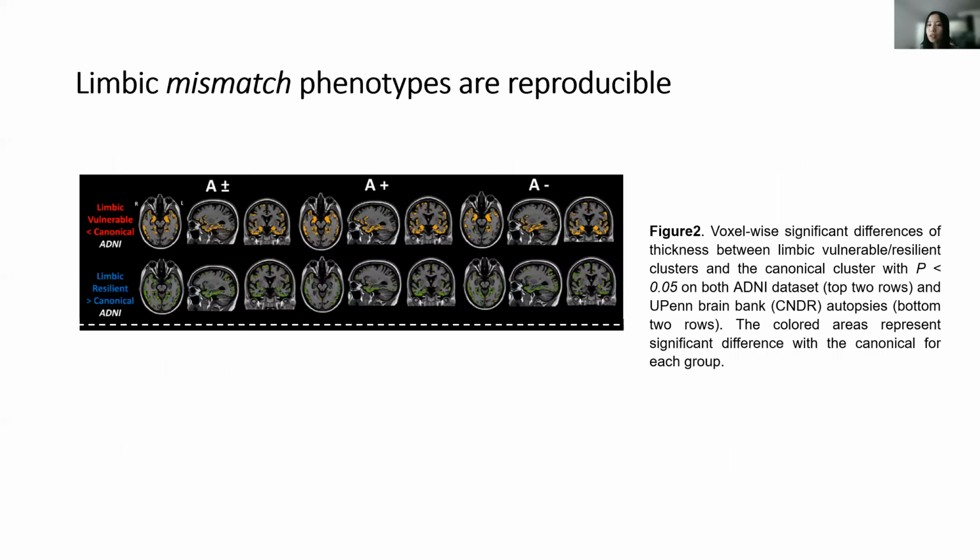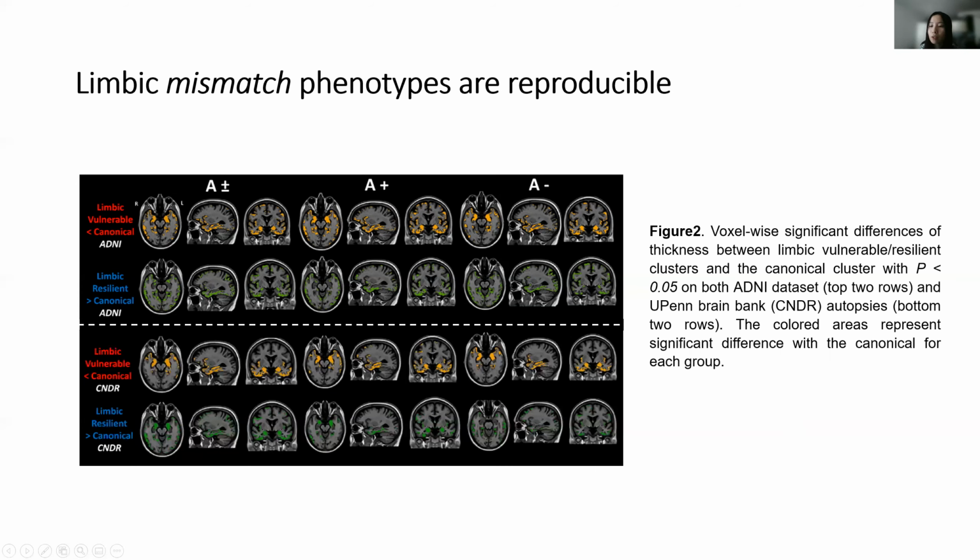In the in vivo ADNI cohort, we again find the clusters mainly differed in the limbic regions when directly comparing them to the canonical cluster. It's notable that the patterns are highly similar in the amyloid positive and amyloid negative subgroups, suggesting the mismatch phenotypes are driven by non-AD factors. And both limbic mismatch phenotypes are also reproducible in our ex vivo autopsies.